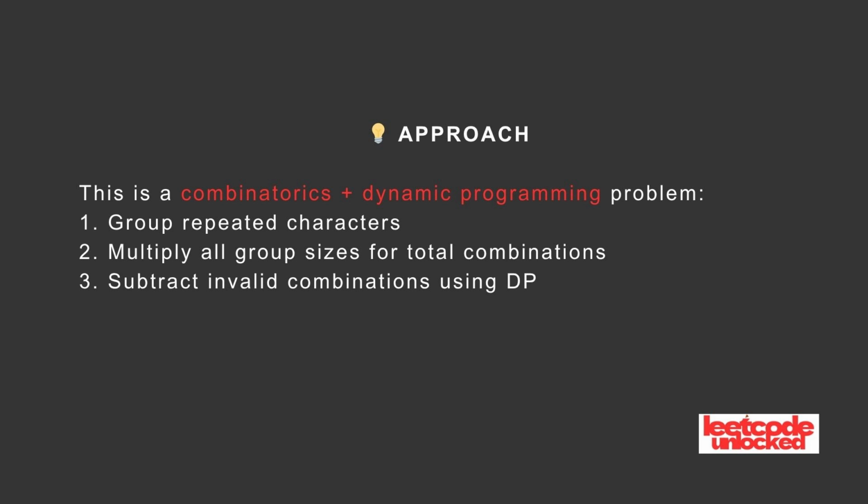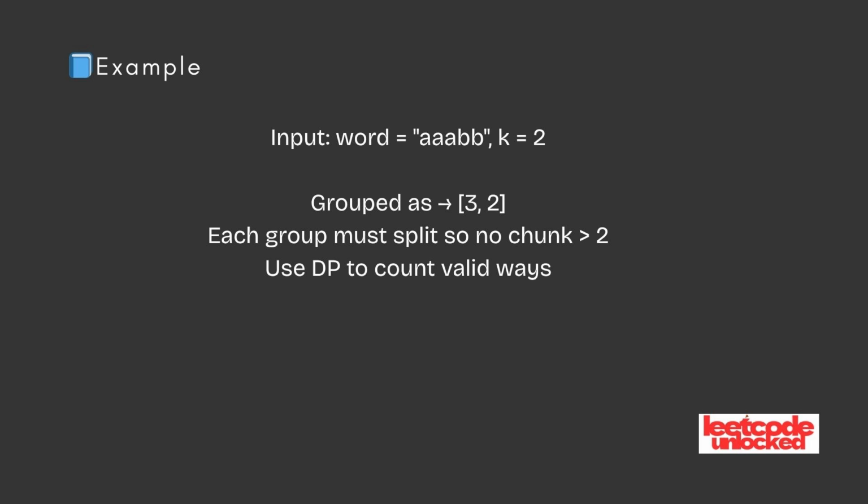Let's take an example. Input: AAABB. K is 2, grouped as 3, 2. So the unrestricted combinations are 3 times 2, which is 6. Now we use a sliding window DP approach to count how many ways each group could be split without exceeding k. This helps us identify and remove invalid groupings.